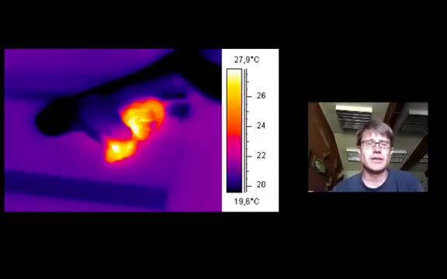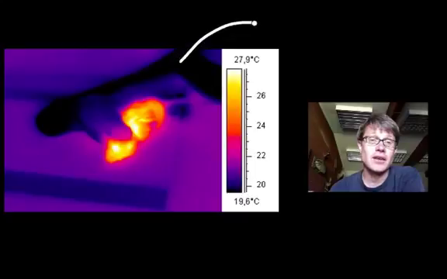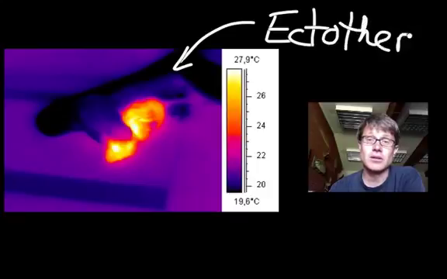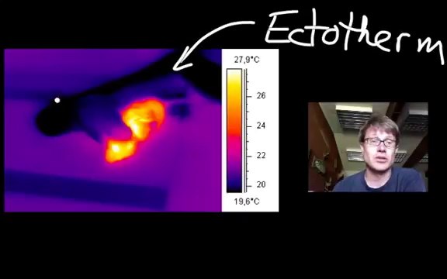Now, there are kind of two life strategies. In this picture, it'll take you a second to figure out what it is. This is a snake eating a rat, and it's taken with a thermal image camera. And so the snake itself is what's called an ectotherm, and what that means is that their internal temperature is going to be the same as their external temperature. So the snake is about the same as whatever the counter that it's sitting on.